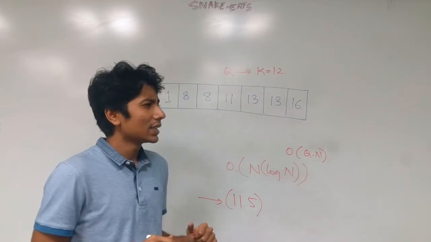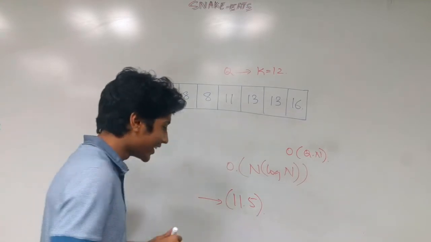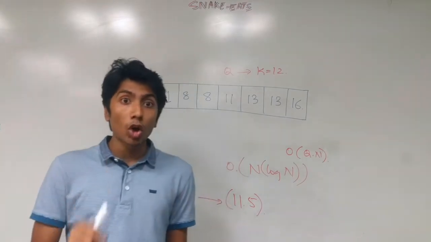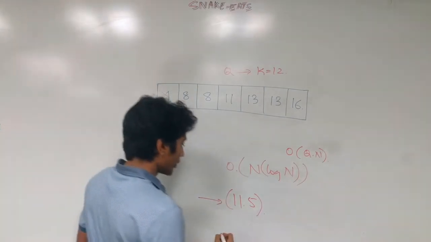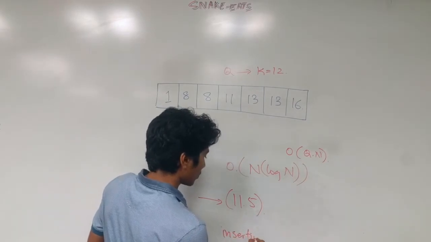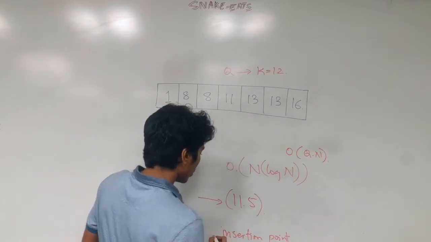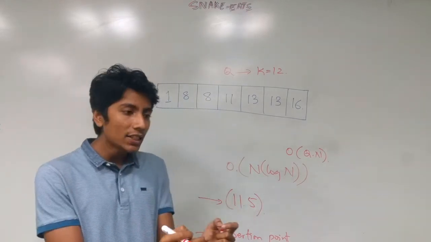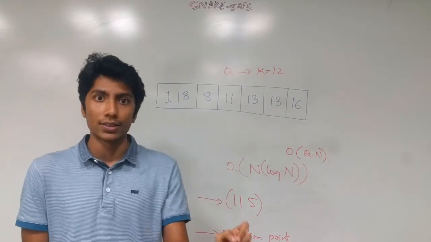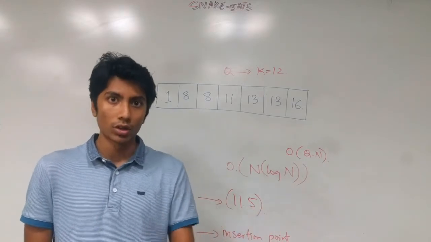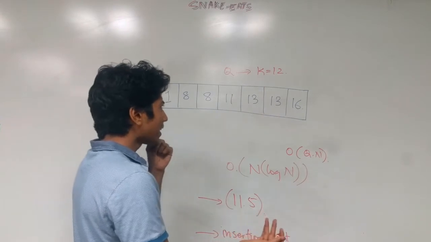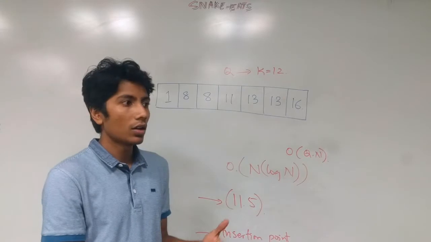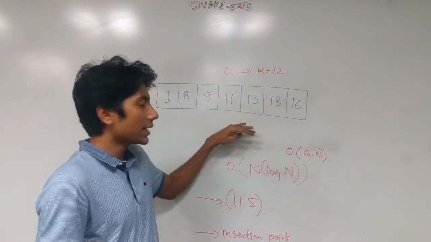What I'm going to say right now is a property of binary search. 11.5 won't be found in this array, but the point where your binary search will stop is called the insertion point. If binary search fails, it tells you exactly where that element should have existed. Like in Java, you get the insertion point every time you run the binary search. If it fails, you get it as a negative value. But let's see how that actually works.